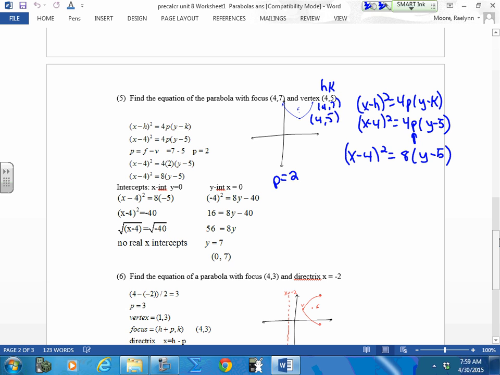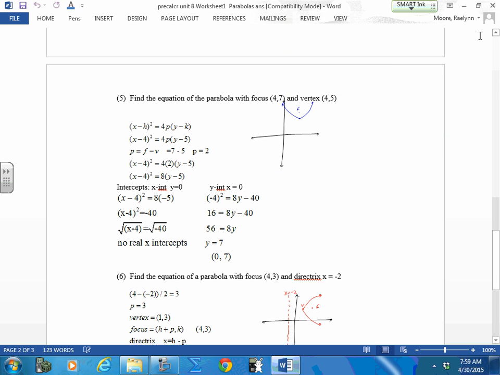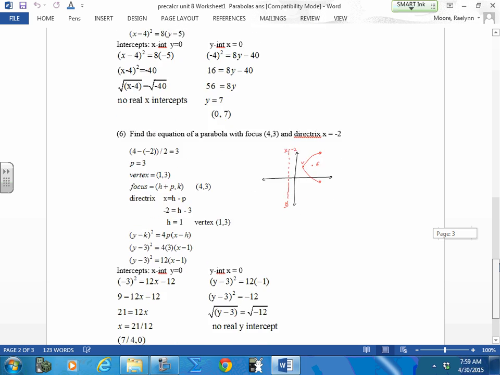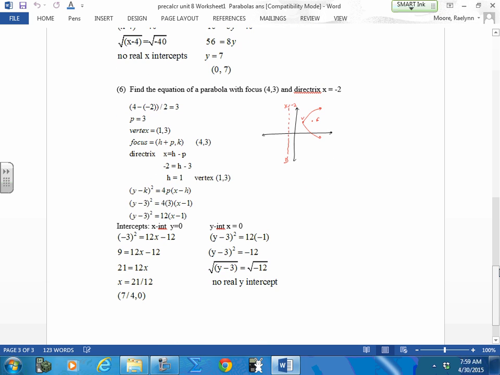Good? Alright, and the last one, find the equation with a focus and a directrix. That's interesting, because we give you the focus, 4, 3, and we give you the directrix, x is equal to -2.